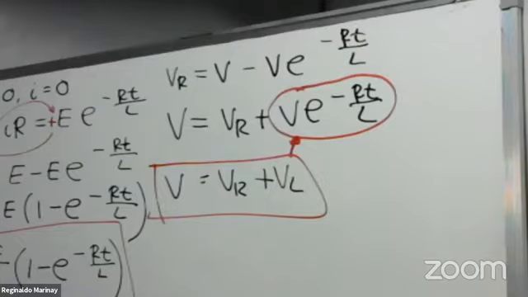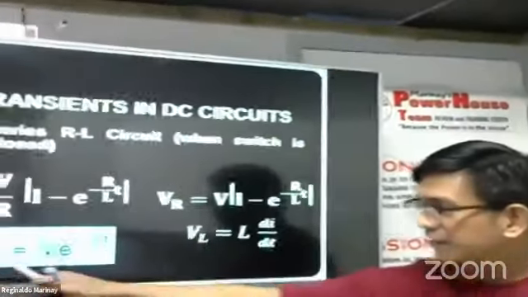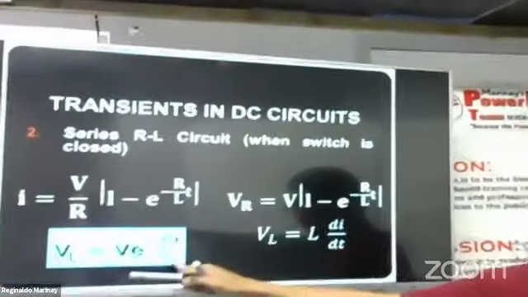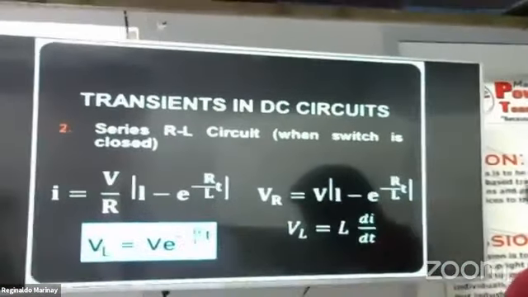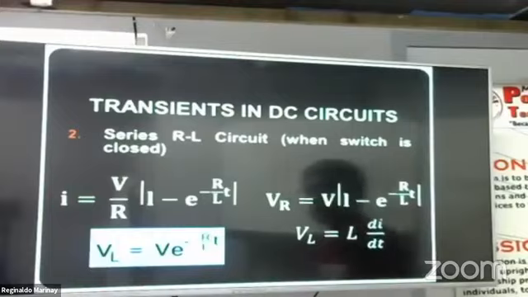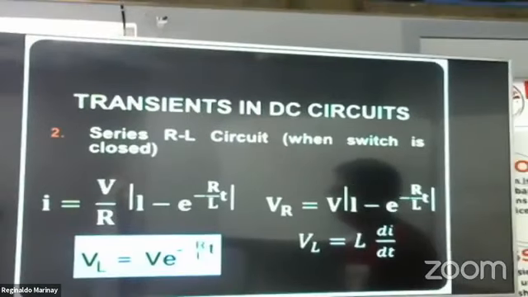Okay, let's go over again. So, that is the equation: VL is equal to V E raised to negative Rt over L. We will come back to that later. We will use that later.